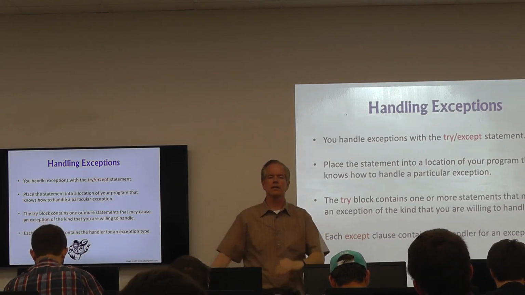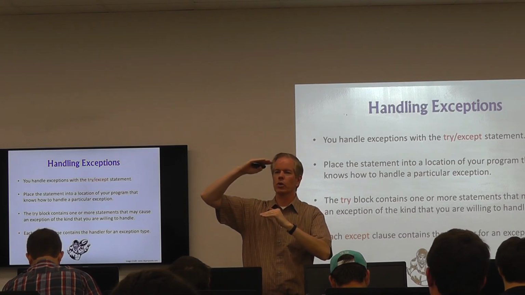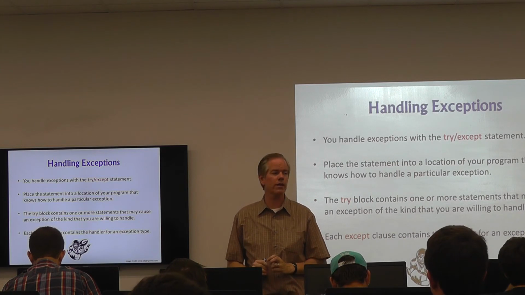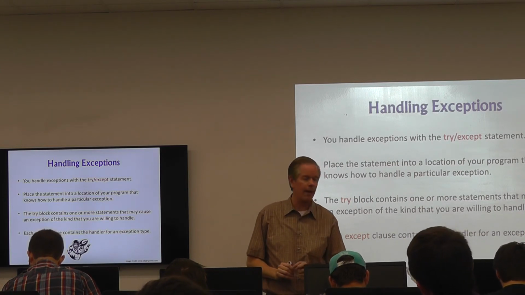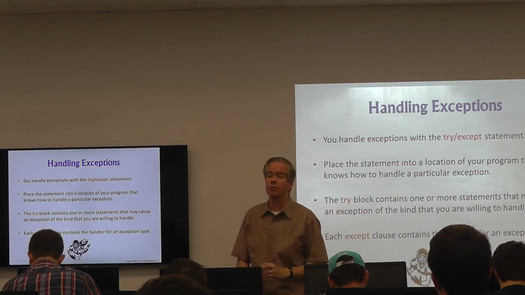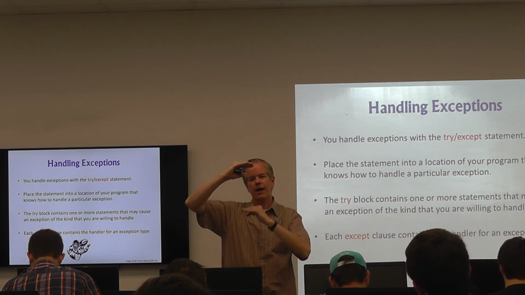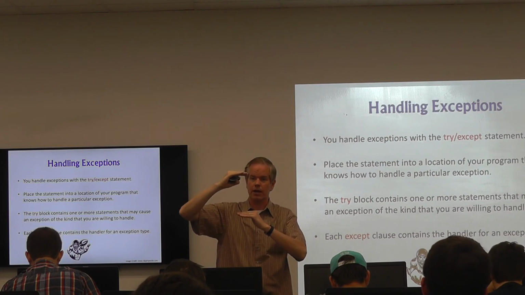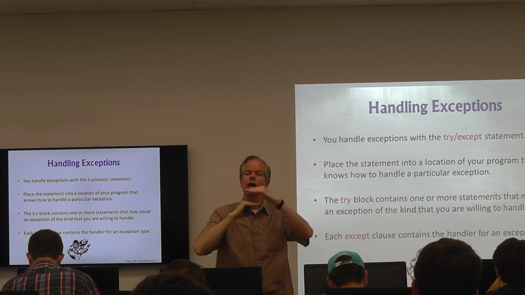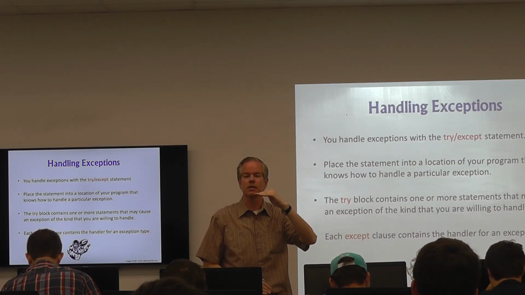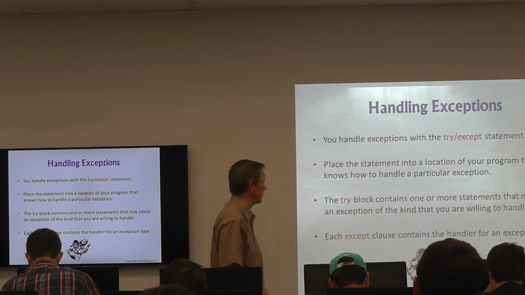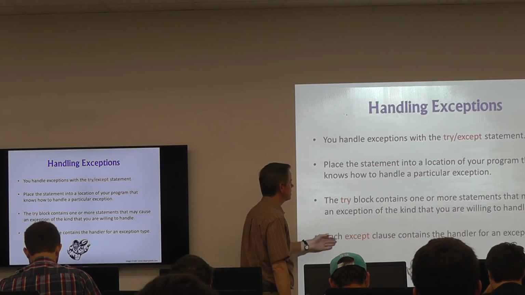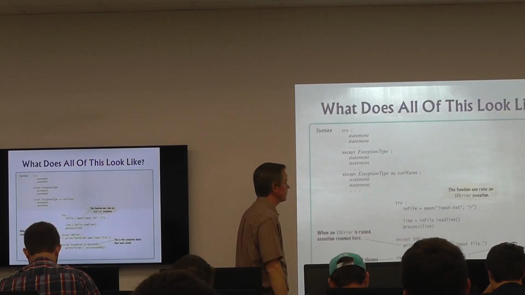So what's going on is you identify parts of your code that are dangerous code. For example, opening a file. You know that's dangerous code. You know that bad things can happen when you try to open a file. If the file's not there, your program's going to crash. So you identify that section of code as being, whoa, danger code. That's your try section. If anything bad happens during the try, you then have except statements that will handle the bad things that can happen. The try block contains one or more statements that may cause an exception. Each except clause contains a handler for an exception type.